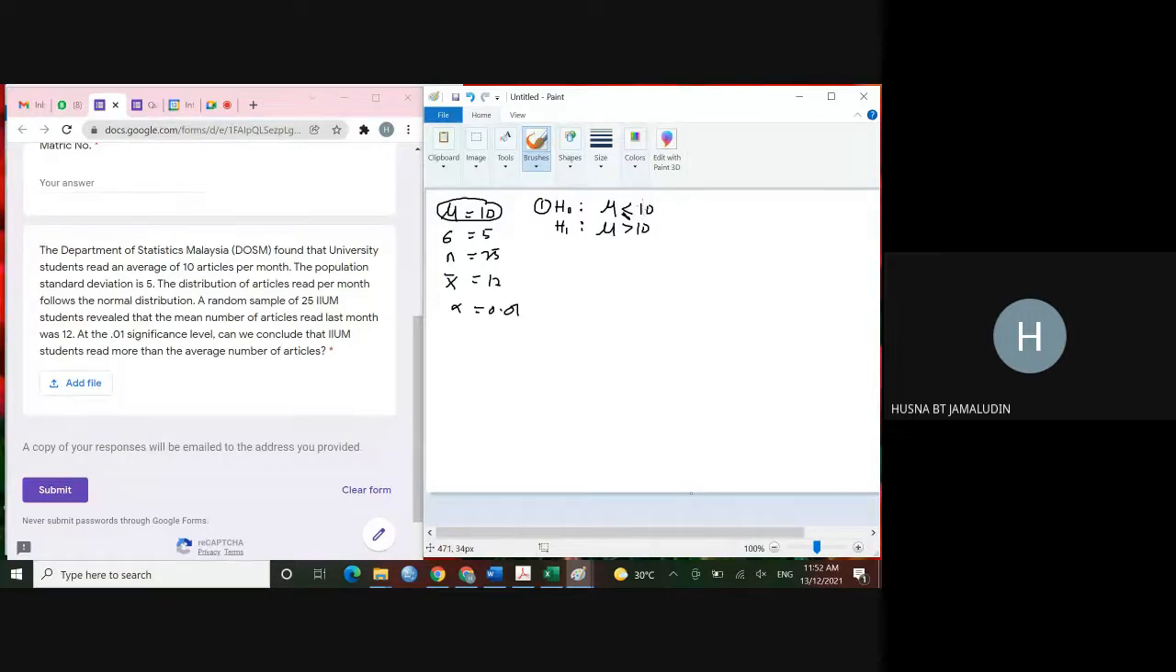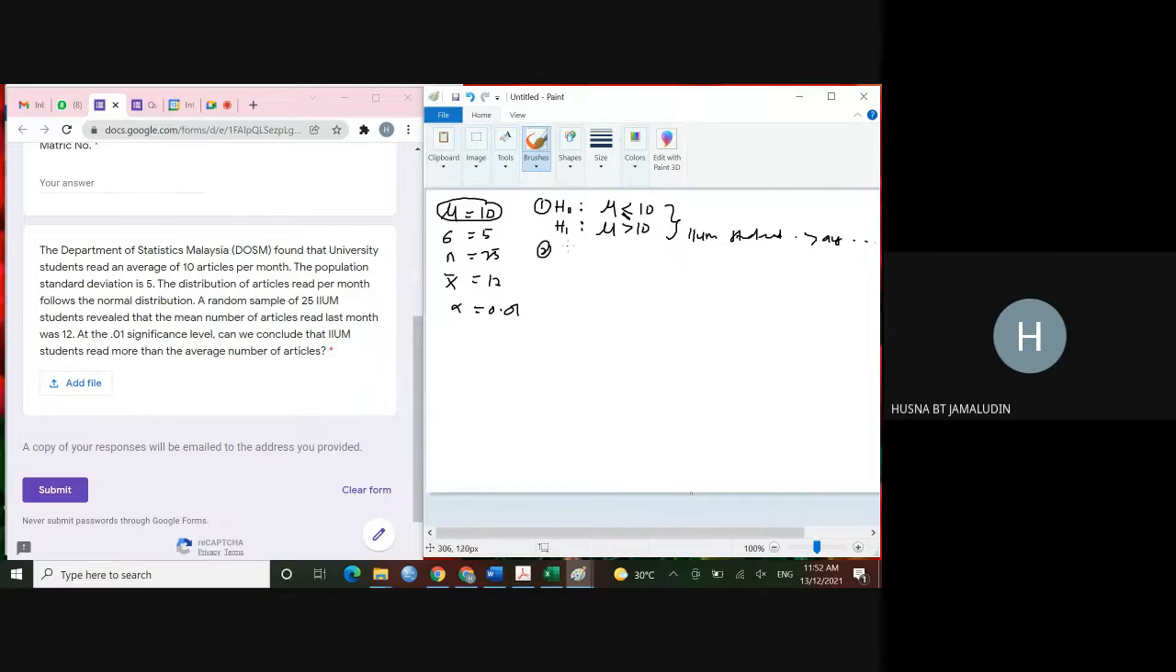Some of you may get stuck along the way because you were in such a hurry. You suddenly got a mental block. Perhaps you couldn't think of the statistical words. So you can also write in terms of words. IIUM students read more than the average number. Both are accepted. But because we have learned statistics and you know what is mu, what is sigma, maybe it's easier to write in terms of our symbols. But words are also accepted.